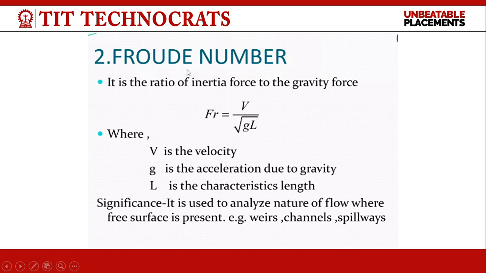Froude number. It is the ratio of inertia force to gravity force. The formula of this is Fr is equal to V upon under root of gL, where V is the velocity, g is the acceleration due to gravity, and L is the characteristic length. So it is used to analyze the nature of flow where the free surface is present. For example, weirs, channels, spillways.